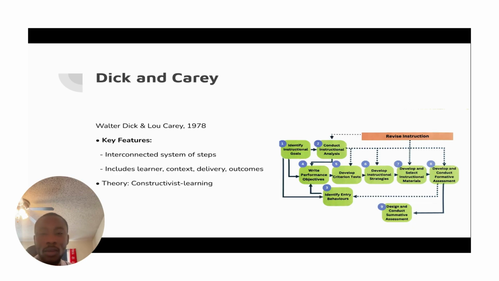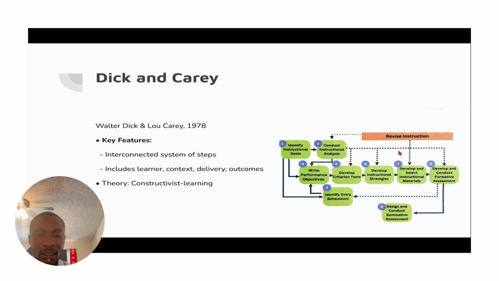Now, before we move on to our final slide, let's talk about the Dick and Carey model as well, which was implemented in 1978 by Walter Dick and Lou Carey. The key feature of this model is that it talks about the interconnected nature of the system of steps, which include learner, context, delivery, and outcomes. This model uses the constructivism learning theory, and we know that it involves hands-on, active learning.